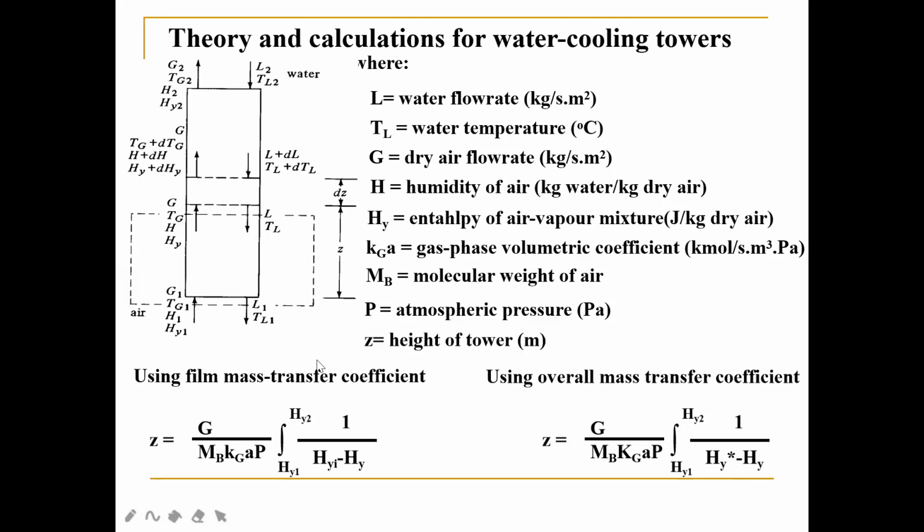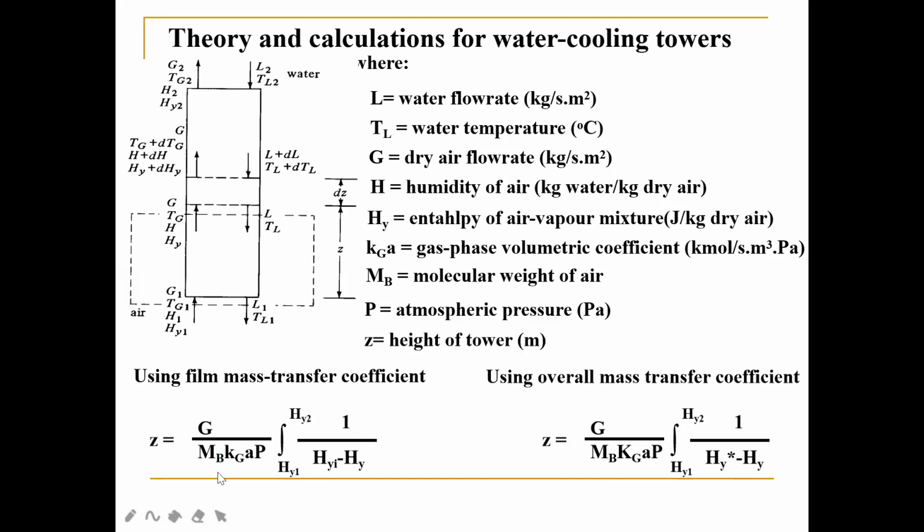And the main parameter or variable that you want to calculate or design in a humidification tower, more commonly called a cooling tower, is the height of the tower. So we're going to learn how to calculate that. This is the equation to calculate that using the film mass transfer coefficient. You still remember, right? This film mass transfer coefficient is represented by a small k. And this other equation is when you calculate using the overall mass transfer coefficient, which is usually represented by a capital K.